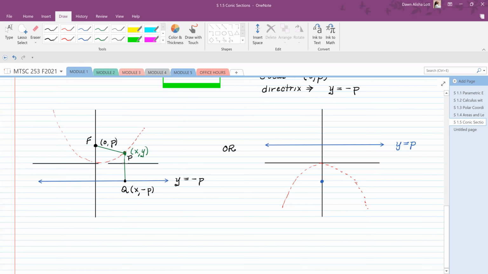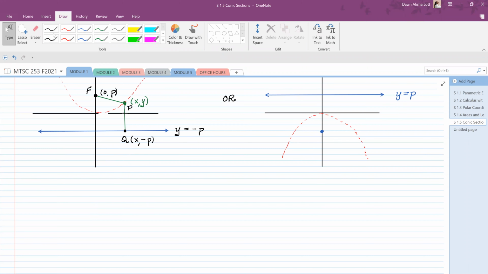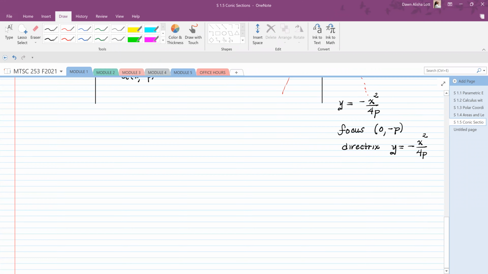And in this case, I would have y is negative x squared over 4p. My focus would be 0, negative p, and my directrix would be y is equal to p. Now, similarly, I can do the same thing in the other two directions.